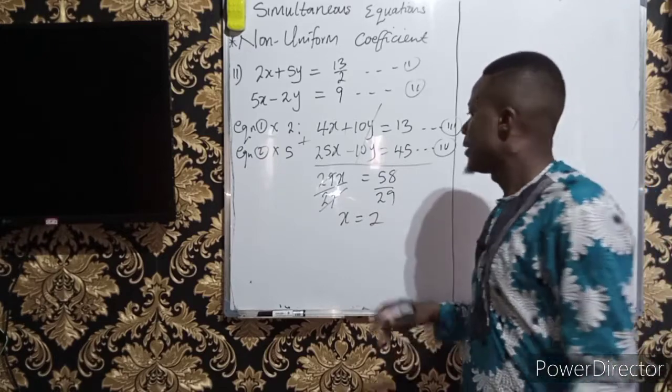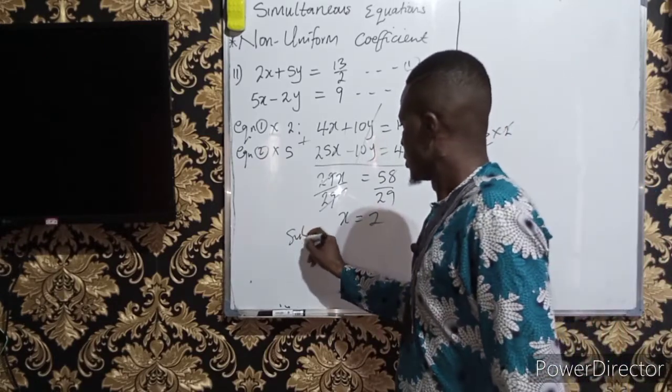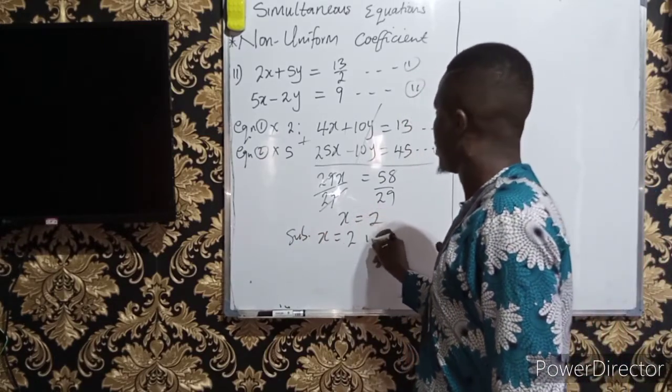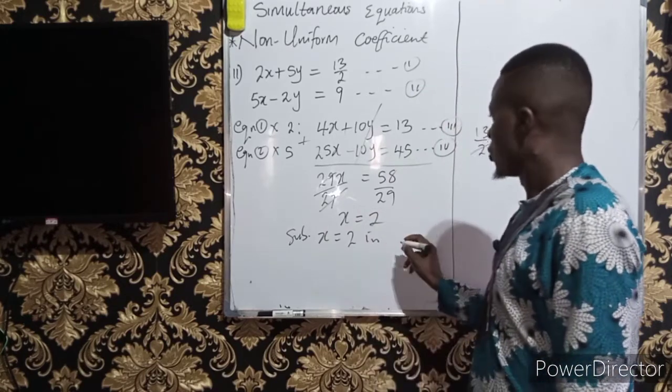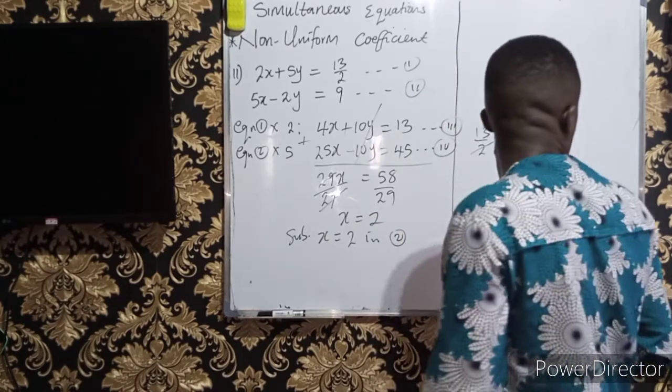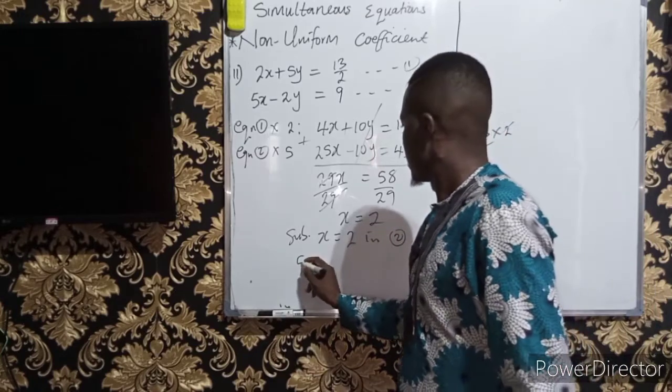So if x is 2, I have to substitute x equal to 2 in any of the equations. Let's say equation 2. In equation 2, so we shall have it as 5.